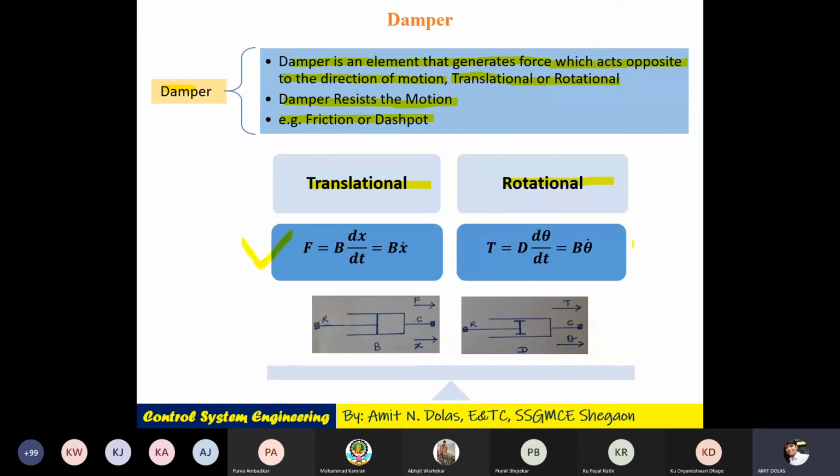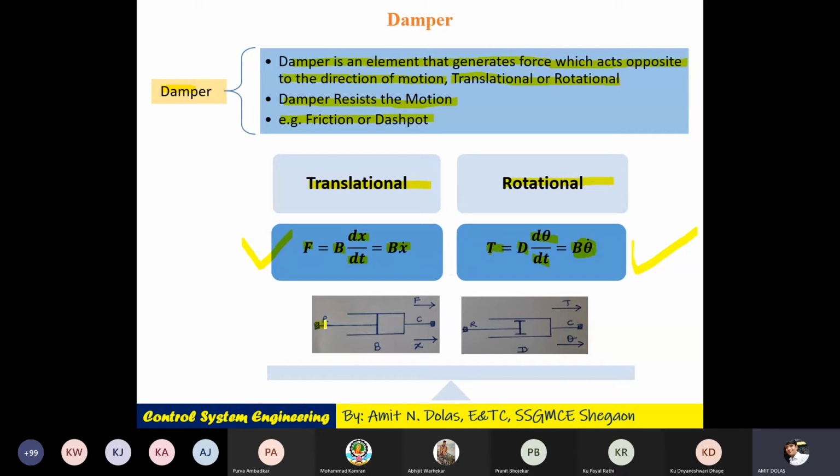We will be using these formulas while getting the physical model of a mechanical system, where F has a relation with B. That is, B is nothing but the damper in a translational system. F is B into the rate of change of displacement x, dx by dt, and can be written B x dot simply. In rotational, we use D for the damper. That is, T is equal to D times the rate of change of angular displacement, that is nothing but B theta dash.